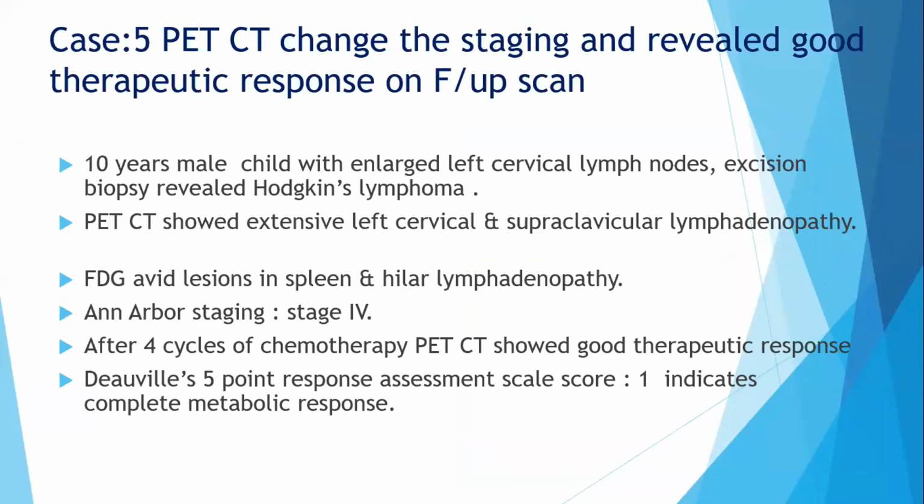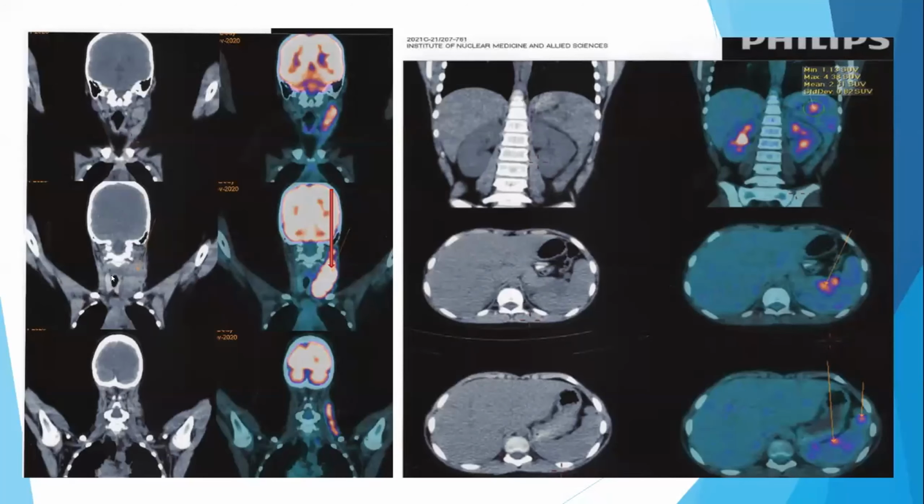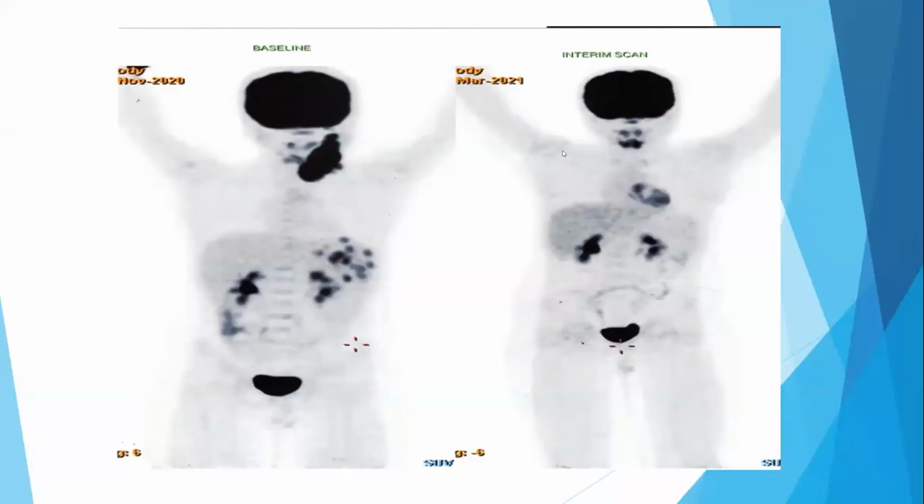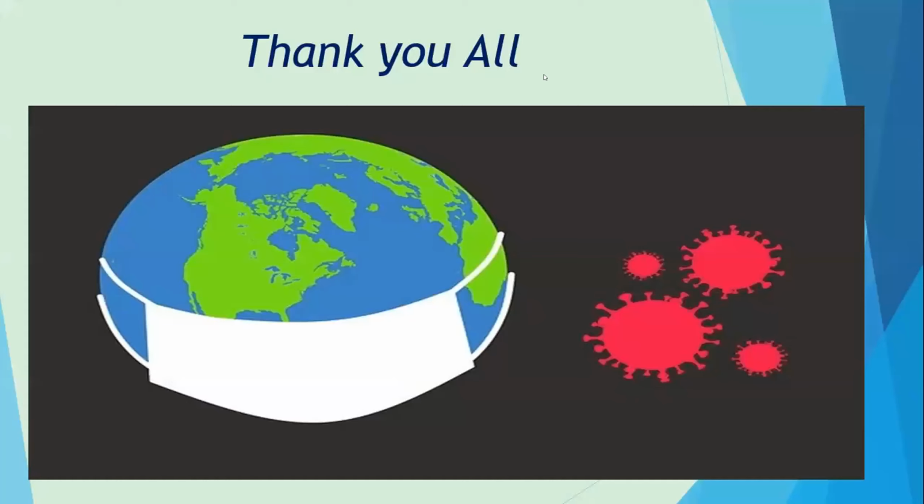A 10-year-old male child first came with left cervical lymph nodes, and biopsy revealed Hodgkin's lymphoma. The PET-CT scan shows extensive left cervical and supraclavicular lymphadenopathy, so the patient was diagnosed as stage 4 by Ann Arbor staging. But after interim response, the patient shows a good therapeutic response. There are no FDG lesions in his spleen and lymph nodes. So now he is graded as Deauville criteria 1, which indicates complete metabolic response. Thank you all.